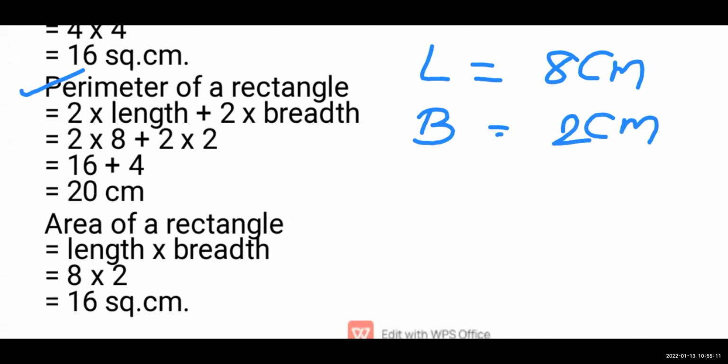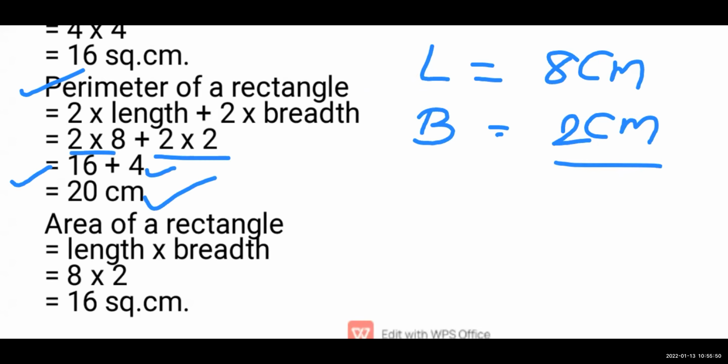We have to write the formula of perimeter of a rectangle. Perimeter of a rectangle is 2 into length plus 2 into breadth. Now length कितना था? Length was 8, so 2 multiply by 8 plus 2 into 2, that means breadth was given 2, that we have written 2 multiply by 2. Now 2 8 is 16 and 2 2 is 4. Now 16 plus 4, 16, 17, 18, 19, 20. So what we got? We got 20 centimeter. We got perimeter of a rectangle, that is 20 centimeter.